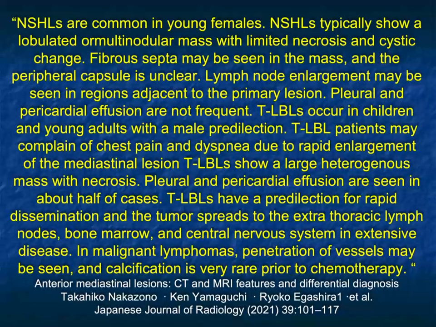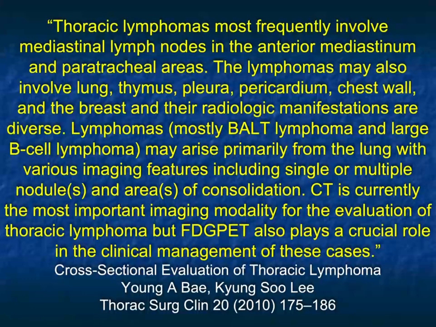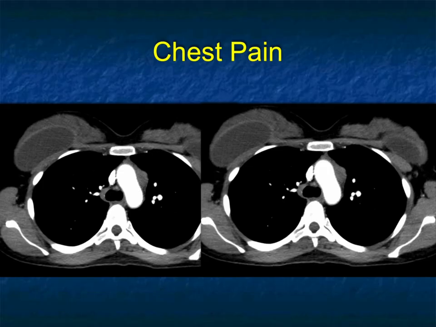Obviously, if I see disease in the abdomen or liver and spleen, even alone, I'm more likely going to think I'm dealing with lymphoma. And again, anterior mediastinum is probably the best place for lymphoma, but it can involve lung and thymus and pleura and chest wall and middle mediastinum, superior mediastinum, posterior mediastinum. CT is currently the most important imaging modality for the evaluation of thoracic lymphoma, but PET-CT, as I'll show you, also plays an important role.